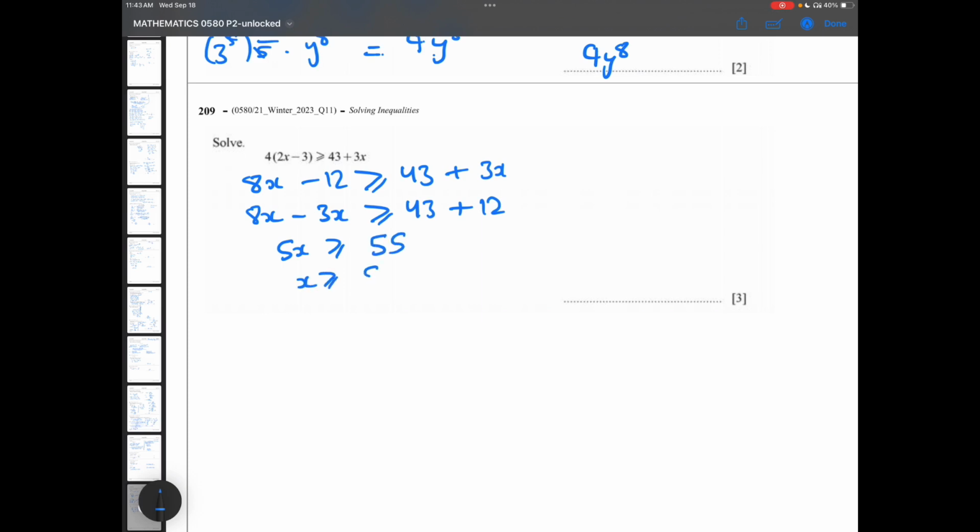x is being multiplied over here. When I move it to the right side, 55 will be divided by 5. So x will be greater than or equal to 11. 55 gets cancelled with 5. So we have solved this inequality. The answer is x is greater than or equal to 11.